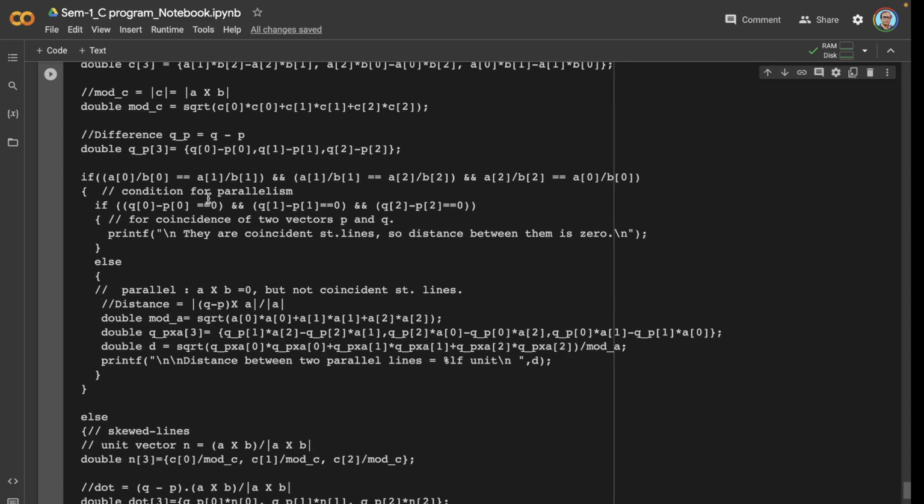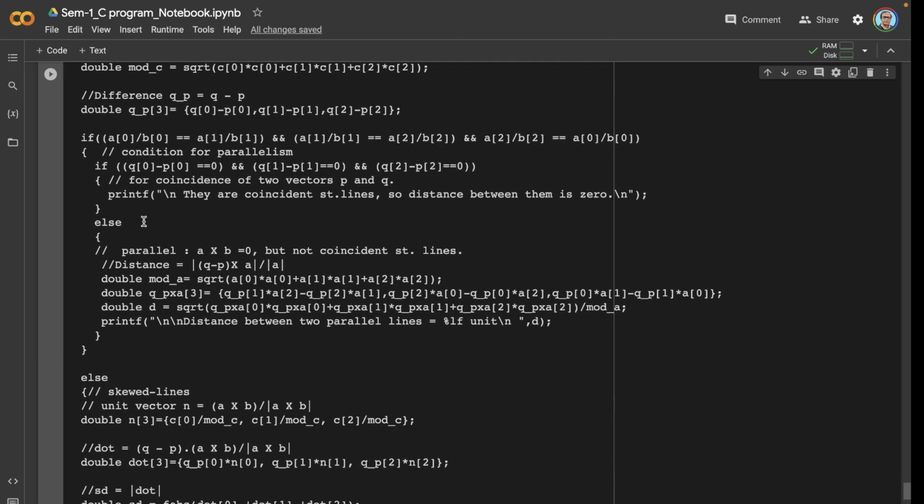And if a0 by b0 equals a1 by b1, and logical and a1 by b1 equals a2 by b2, and a2 by b2 equals a0 by b0, then the condition is parallelism: the two straight lines are parallel. And if q0 minus p0 equals 0, q1 minus p1 equals 0, and q2 minus p2 equals 0, that is coincident, because the lines are parallel and intersecting at the points p and q. So these are coincident straight lines, and the distance is obviously 0.